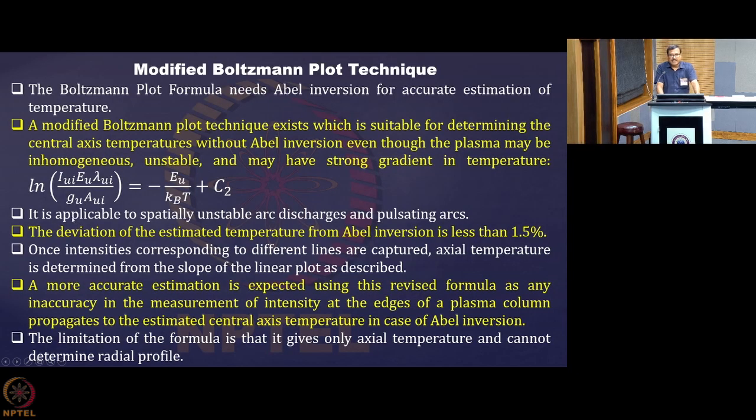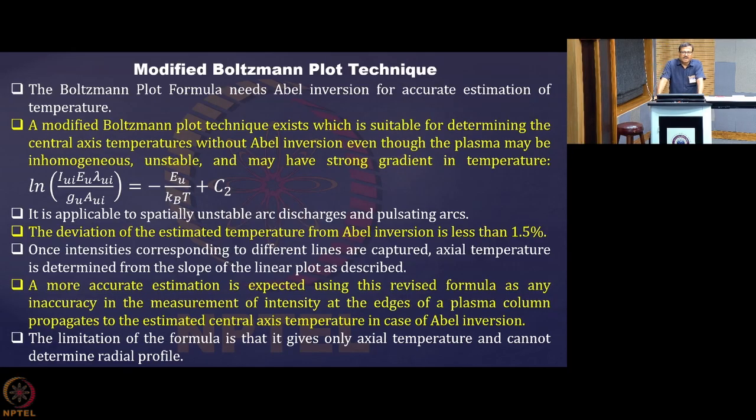So this is applicable in the case of spatially unstable arc discharges, pulsating arcs as well. This is a very useful thing when you are interested only in finding the central axis temperature. You can use this formula and make the same plot. You will get a linear plot, and from that plot you can find out the temperature. The limitation of this method is that it can give you only the central axis temperature, the axial temperature. It cannot give the radial profile.